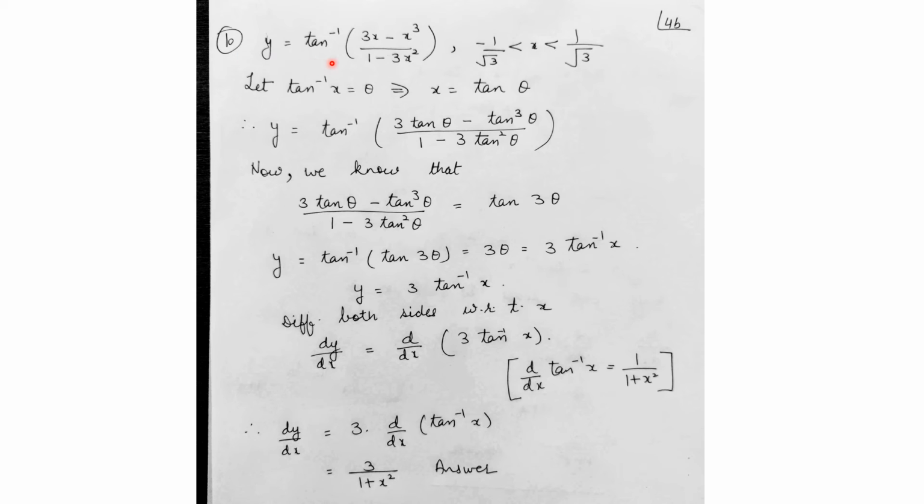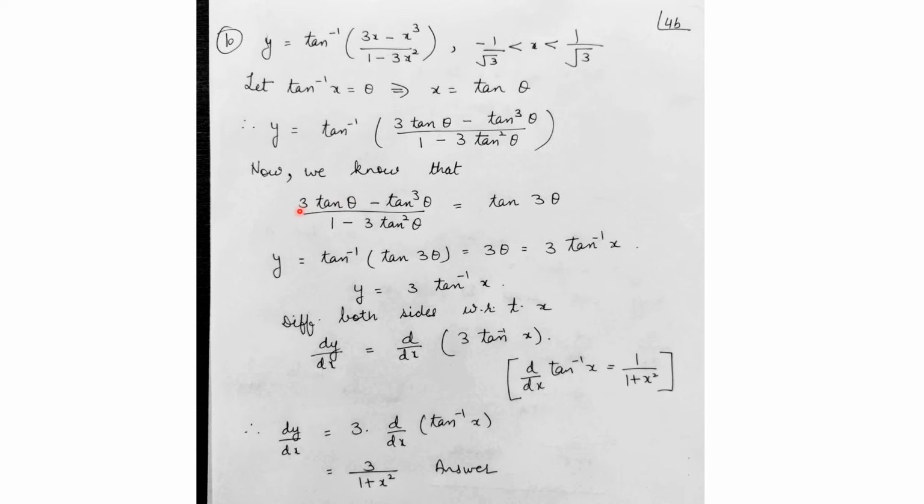Y is equal to tan inverse of 3x minus x cube whole upon 1 minus 3x square, where x lies between minus 1 upon under root 3 and 1 upon under root 3. So now what you do is, you put tan inverse x is equal to theta. This implies x is equal to tan theta. Substitute wherever in the question x is written, please write tan theta. So you will get y is equal to tan inverse as it is, bracket starts 3 tan theta minus tan cube theta whole upon 1 minus 3 tan square theta.